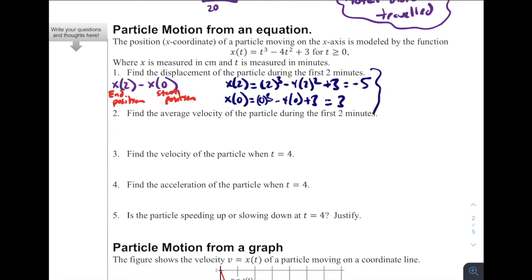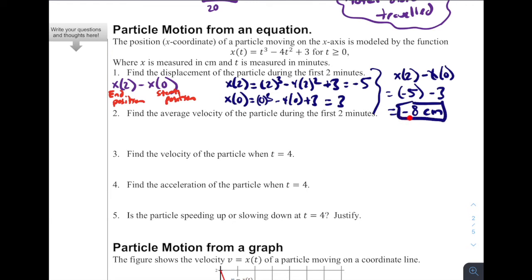So what am I going to do here? Well, it's going to be x of 2 minus x of 0. So that's going to be equal to negative 5 minus 3, which is negative 8. And then we're going to want to tie into the units here. So in this case, it's in centimeters, so negative 8 centimeters. And that would be our displacement for this particular problem.